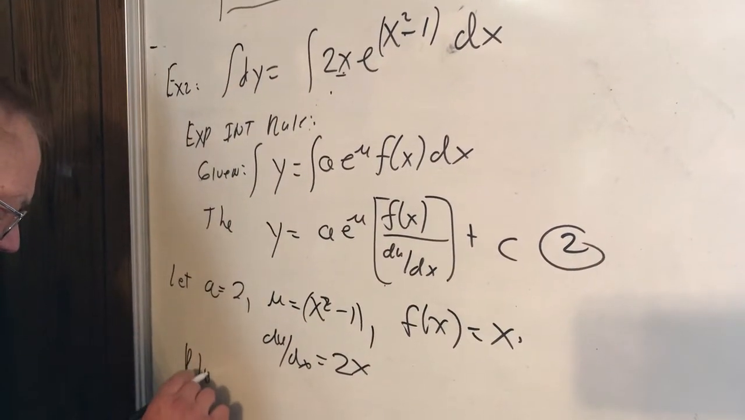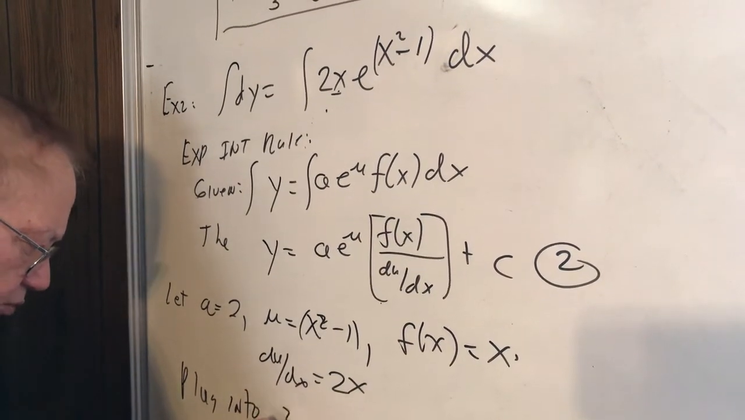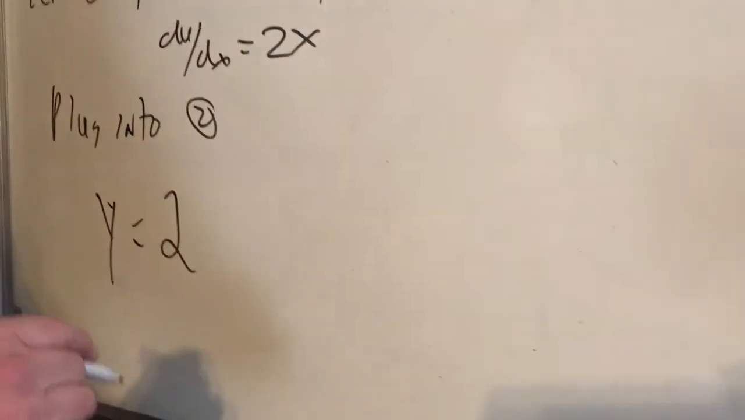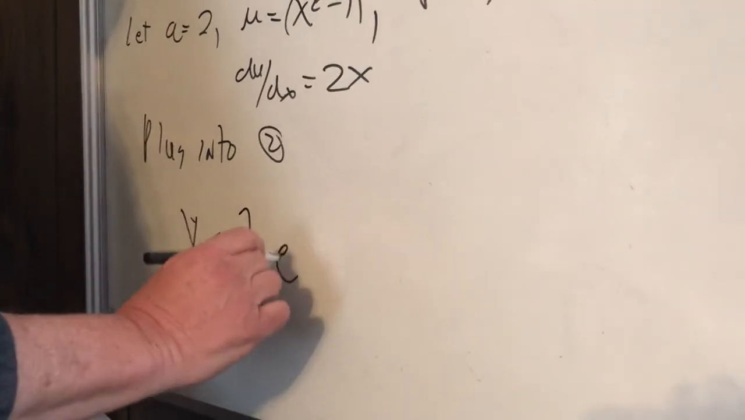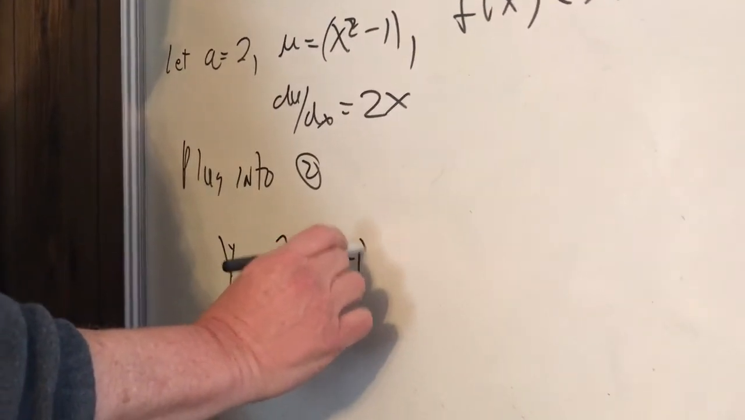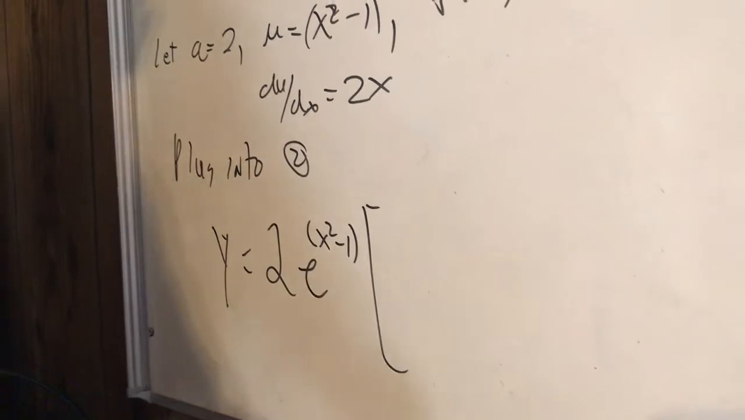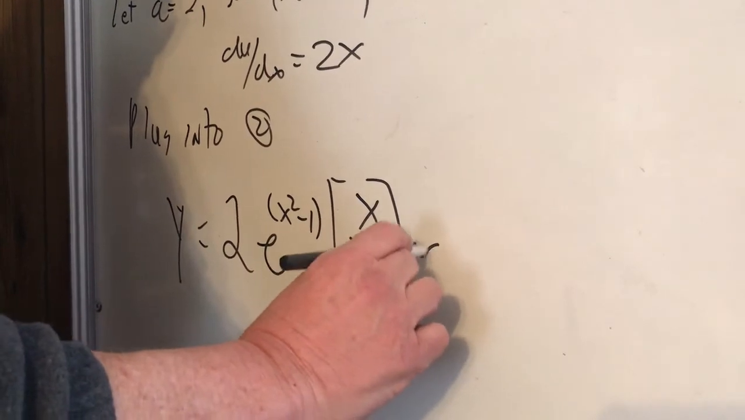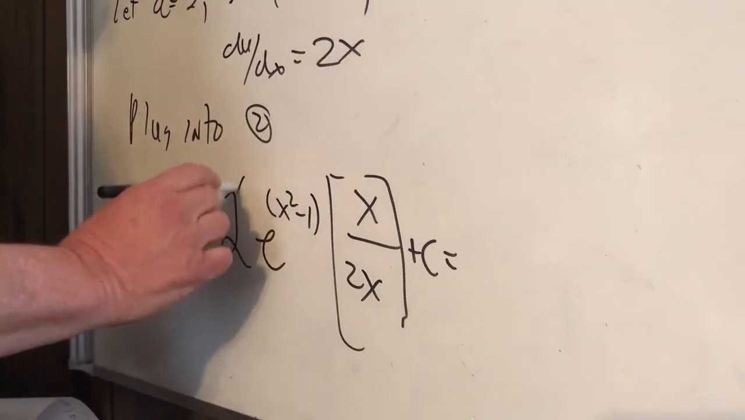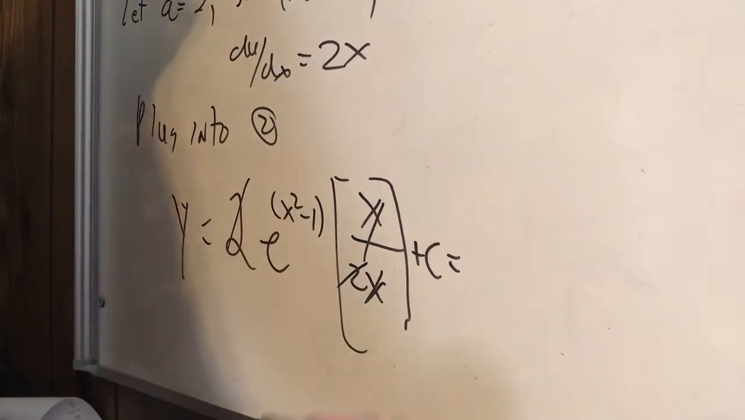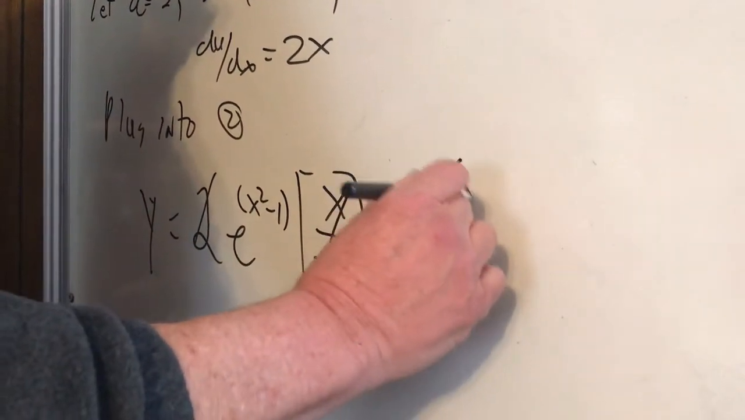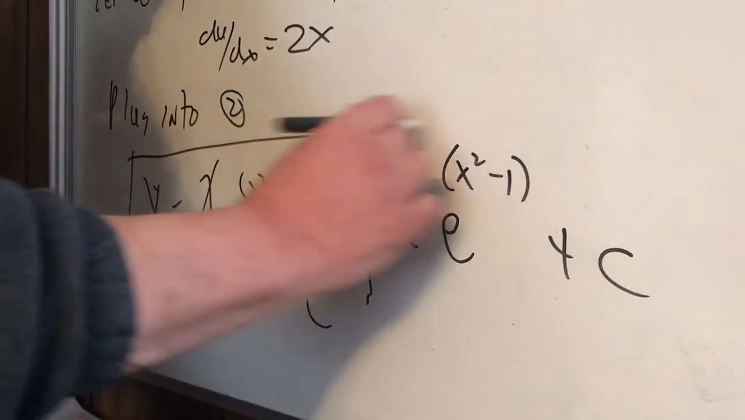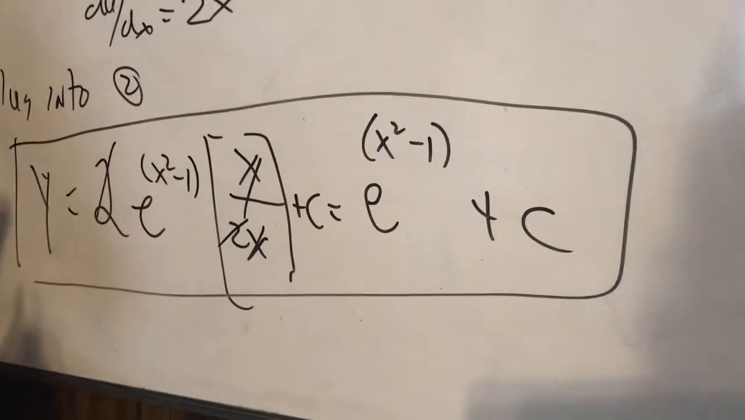So now we plug in. So y is going to equal a, which is 2, e to the u, which is the same thing as it was before. That really doesn't change. f of x is x, divided by 2x, plus c. Notice what happens here. The 2's cancel, the x cancels, and you simply have here e to the x squared minus 1 plus c. And that's your answer unless you wanted to find the c.